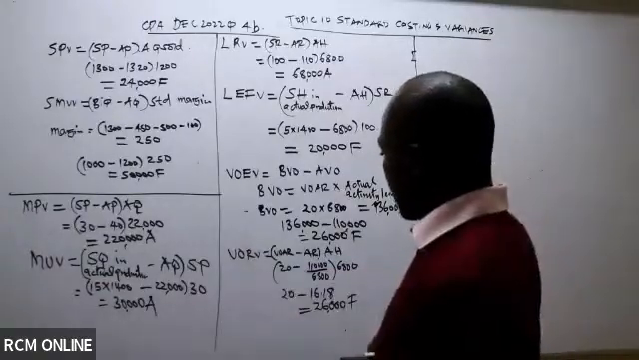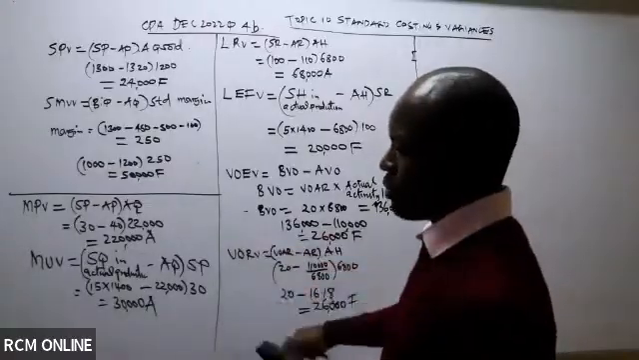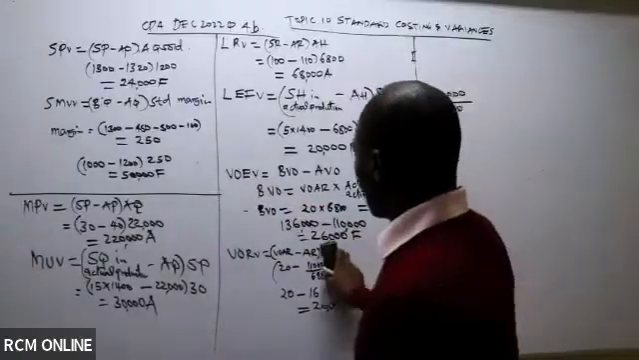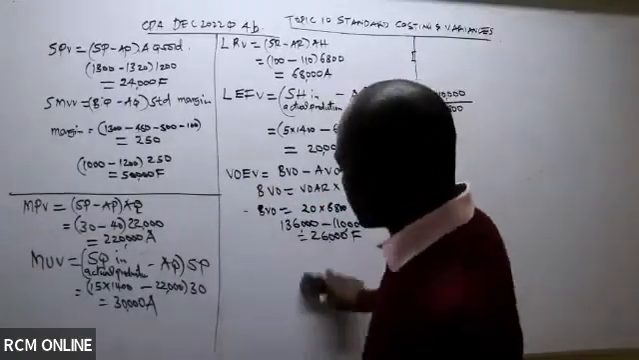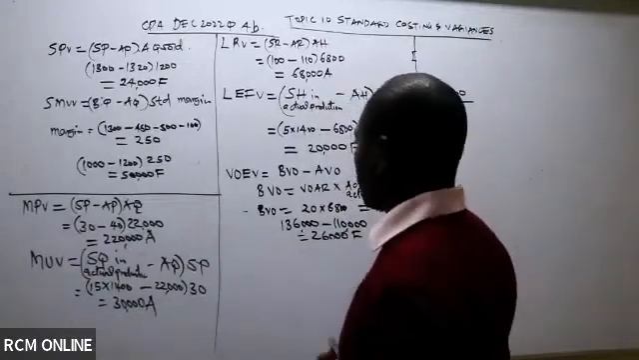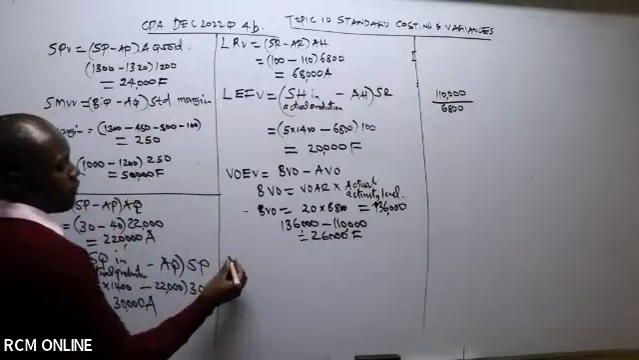But when we are talking about variable overhead rate variance, since it is absorbed, we talk about variable overhead expenditure variance, which in other terms we call variable overhead absorbed. Good. So that's what we do under variable overhead expenditure variance. Then the next thing is variable overhead efficiency variance.